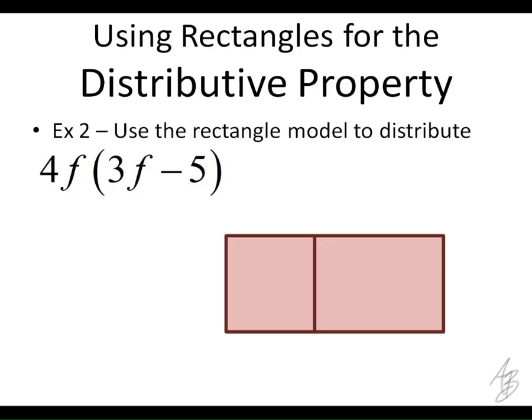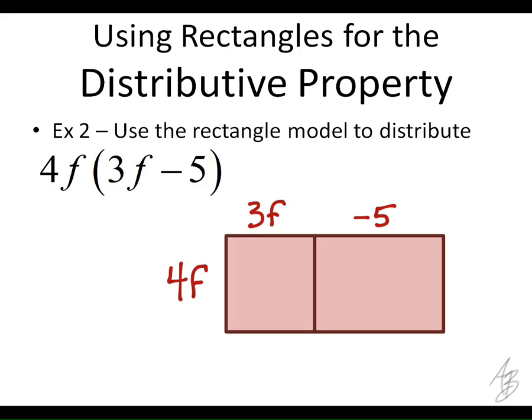All right, so on this one, it's a little bit different for a couple of reasons. First of all, the first factor here still has one term. So where's that 4f going to go? It's going to go on the left side over here. All right, and then the 3f minus 5, that's going to go on top, right? So where should I put the 3f? Yeah, I'm going to put it on top of the first one. What should go on top of this one? Should I put a 5? I'm going to put a negative 5.